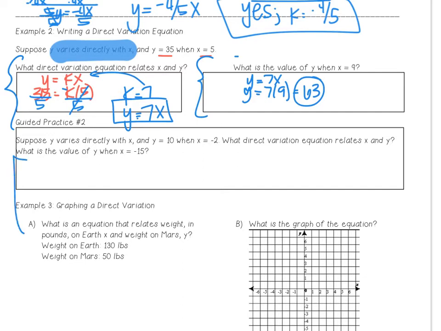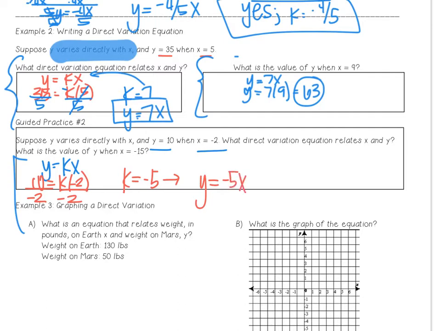Okay, guided practice number 2. I want you to write the equation. So first you're going to take y equals kx and plug in your y and x and figure out k. Then you're going to plug k back in and find y when x is negative 15. So you are going to get 10 equals k times negative 2. Divide by negative 2, so k is negative 5. Plug that back into your equation, y equals kx, so y equals negative 5x. That's your equation.